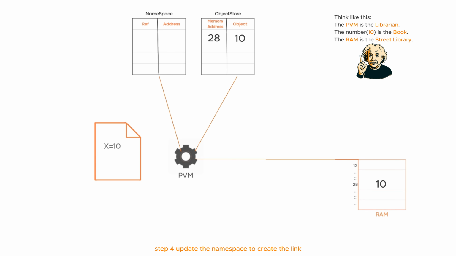Step 4. Update the namespace to create the link. Finally, the PVM goes back to the namespace table and creates the link. It adds a new entry that maps our new variable name X to the memory address where the new object is stored. The name X now points to the memory address 28.